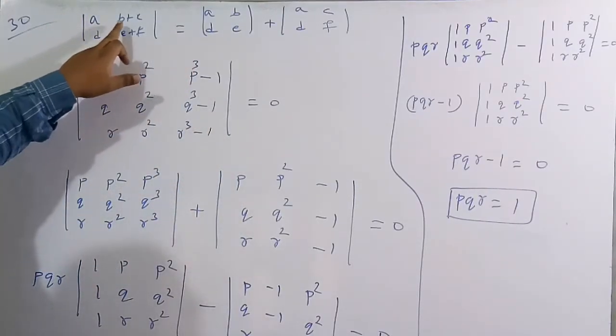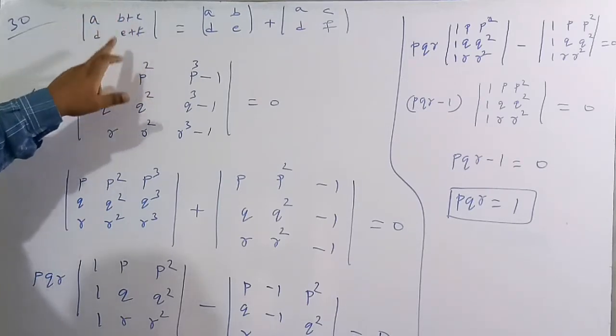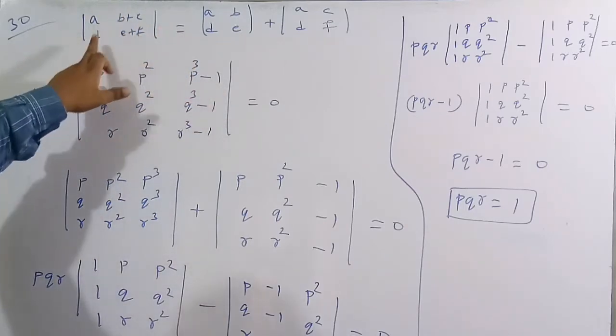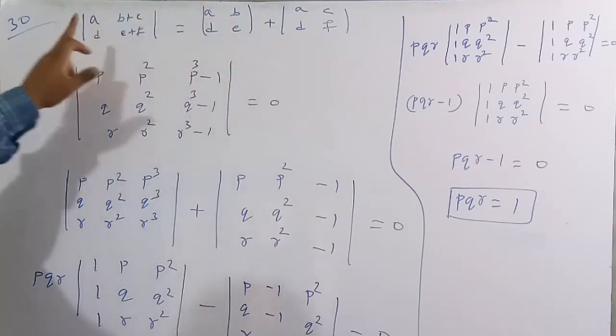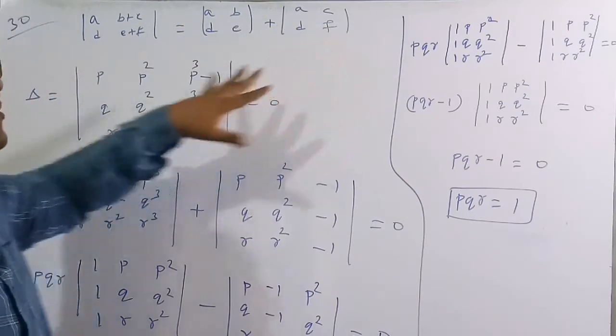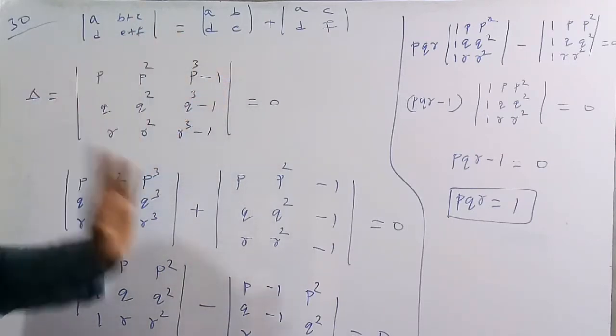Determinant of [A, B + C; D, E + F]. So this is a 2 by 2 matrix. If it is in this form, then this determinant is equal to determinant of [A, B; D, E] plus determinant of [A, C; D, F]. So this is a formula. The same thing applies here, this is a 3 by 3 matrix, so I am going to apply the same formula here.